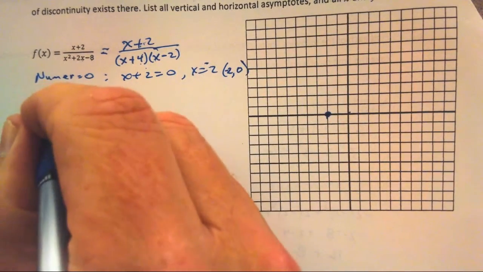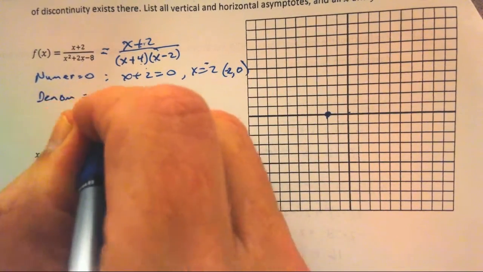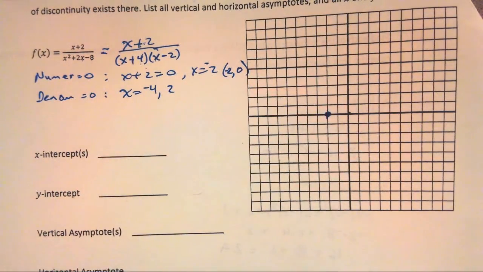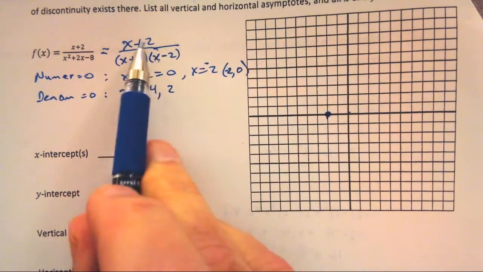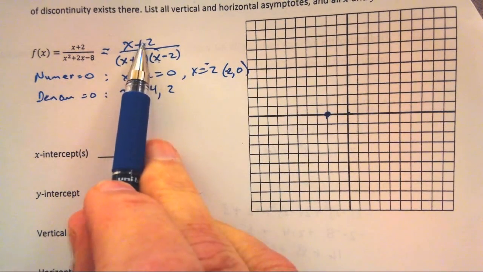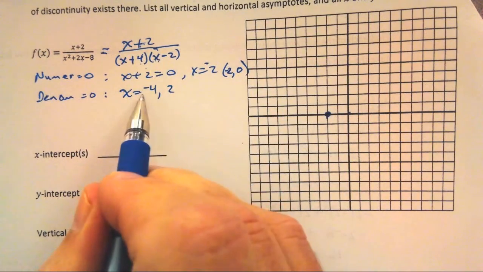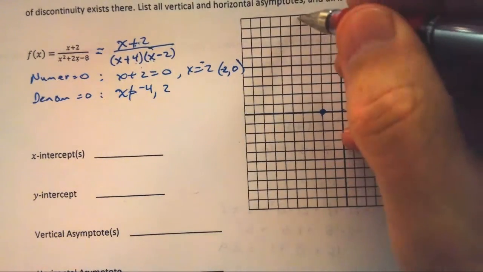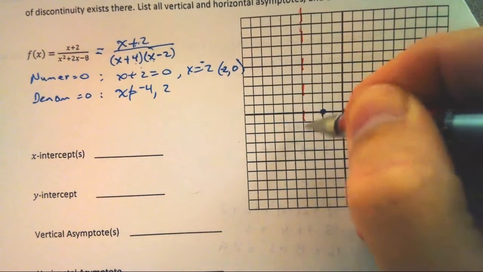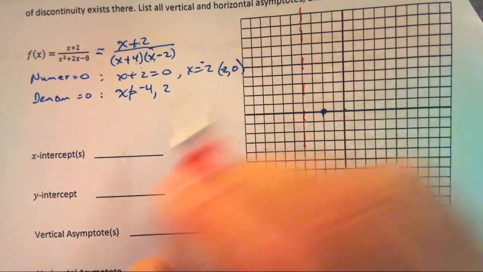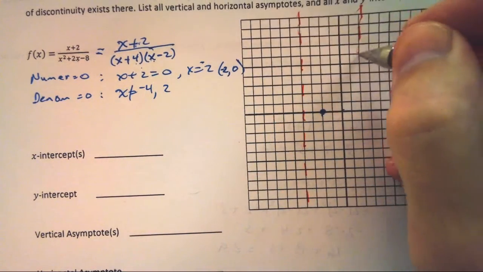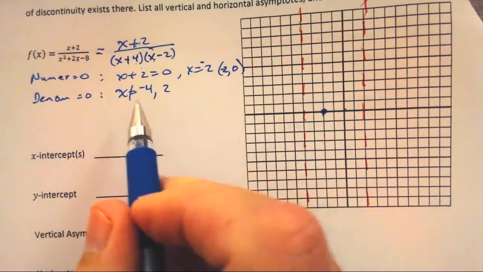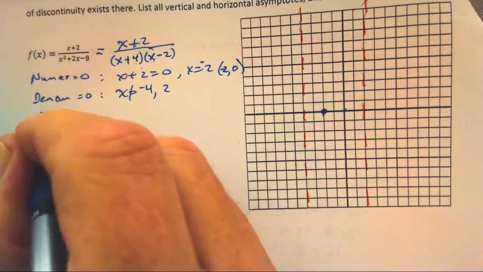All right, let's go denominator equals 0. The denominator equals 0 when x equals negative 4 and 2. But denominators can't equal 0, and provided we don't have a hole in the graph, in other words, match a 0 in the numerator at negative 4 and 2, those are vertical asymptotes. X cannot equal negative 4, and x cannot equal 2.